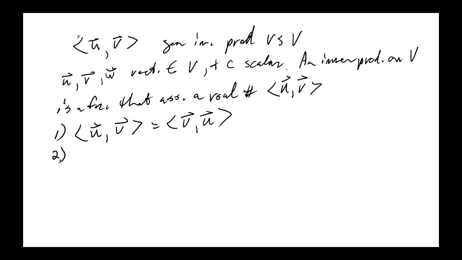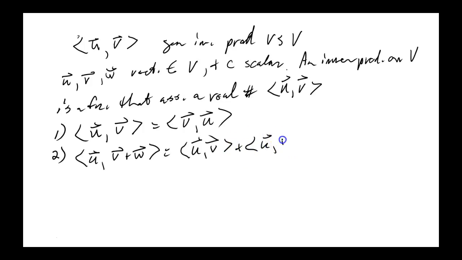Number two, and this was from a property we probably had before: if you have ⟨u, v + w⟩, this has to be the same as ⟨u, v⟩ plus ⟨u, w⟩. Now remember, these aren't vectors. These are scalars, real numbers. But this makes sense. It's like distributing out, and this will be your distributive property.